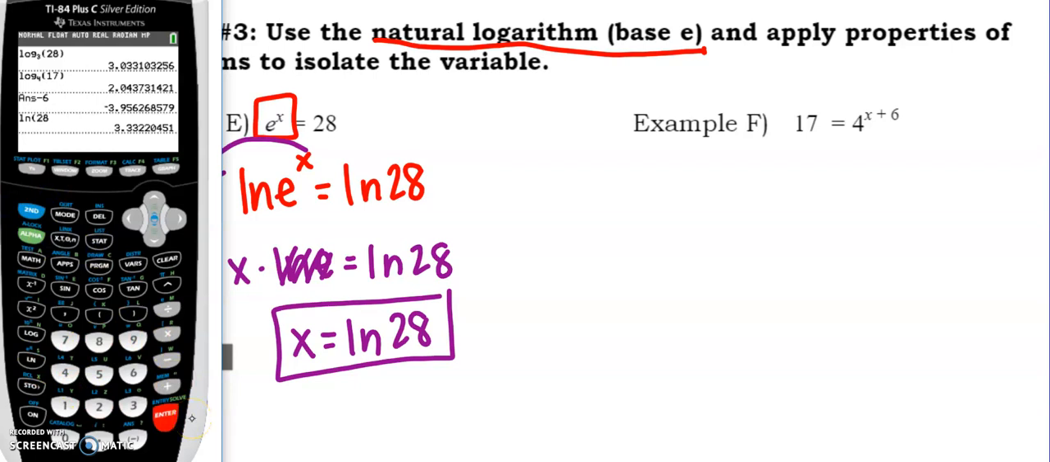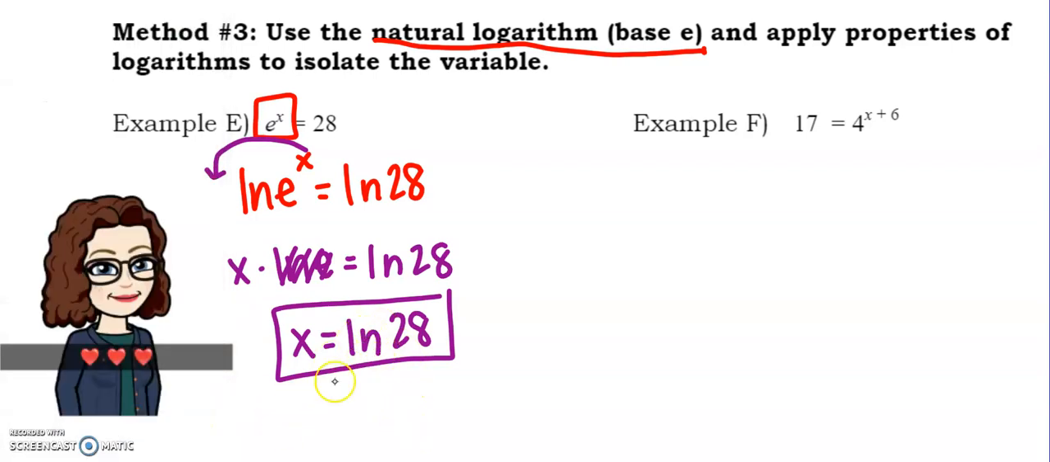Now, a nice little reminder: ln is a lowercase l and a lowercase n. No i's involved there. Make sure you're careful. No ones, that type of thing.